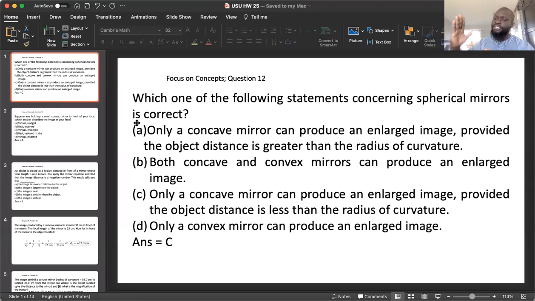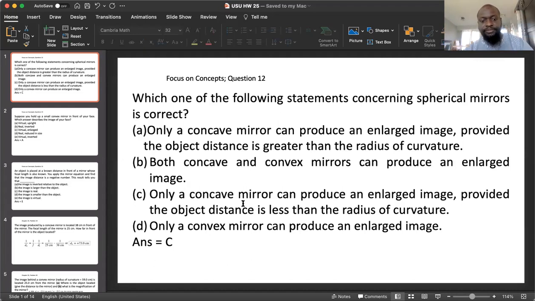If the object is beyond the center of curvature, you're going to have a real inverted image between F and C. If the object is at C, you have the image at C, same size as object, inverted. And if the object is between F and C, you have image beyond C, magnified. So if you understand those steps as you bring the object closer to the mirror, it will make you understand how to answer this problem.